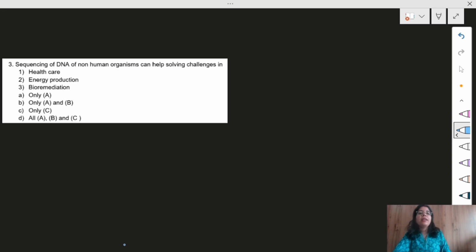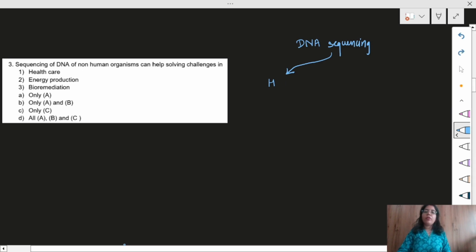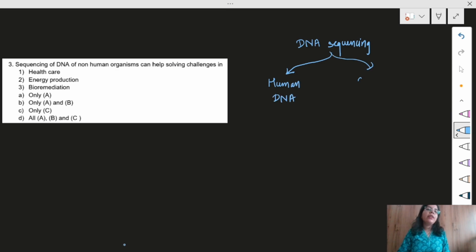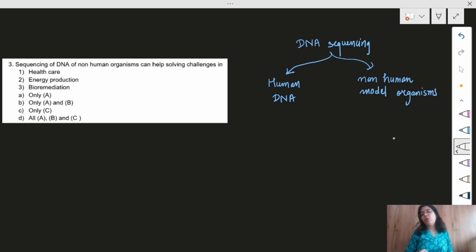You know that we have done DNA sequencing, first with the help of HGP, right? We have done sequencing in humans, so human DNA has been sequenced. Then there are certain non-human model organisms. Can you name them one by one? Their genome sequencing also has been done.